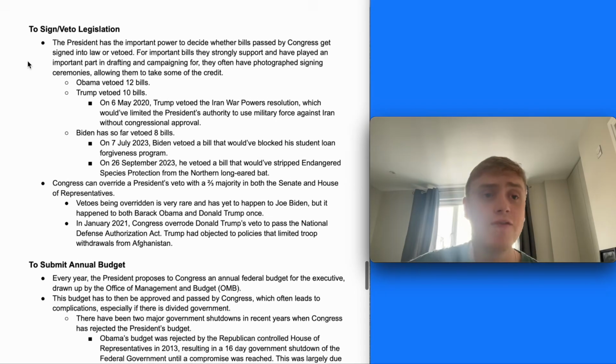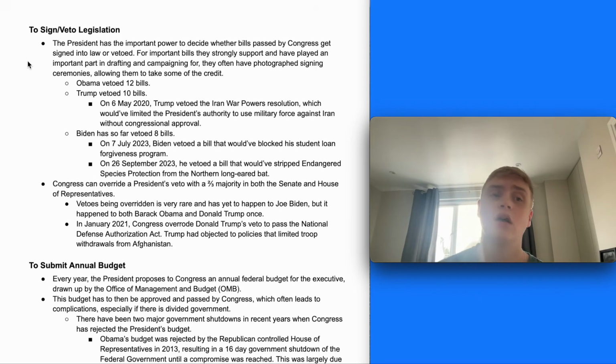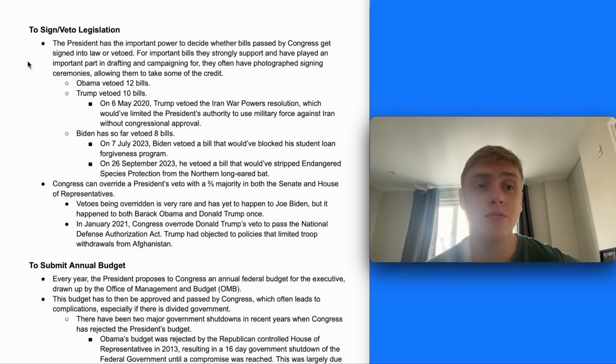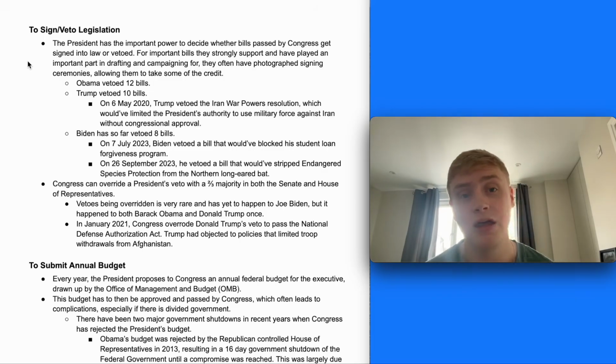Another key formal power, so written down in the Constitution, of the presidency is to sign or veto legislation. So the president has the important power to decide whether bills that get passed by Congress get signed into law or vetoed. For important bills they strongly support, and have played an important role in drafting and campaigning for, they often have photograph signing ceremonies, allowing them to take some of the credit. But they can also veto bills.